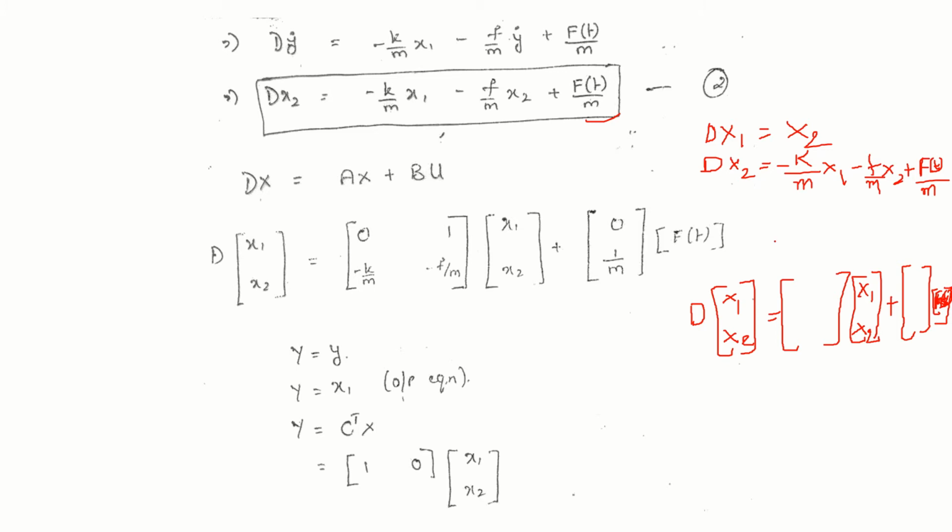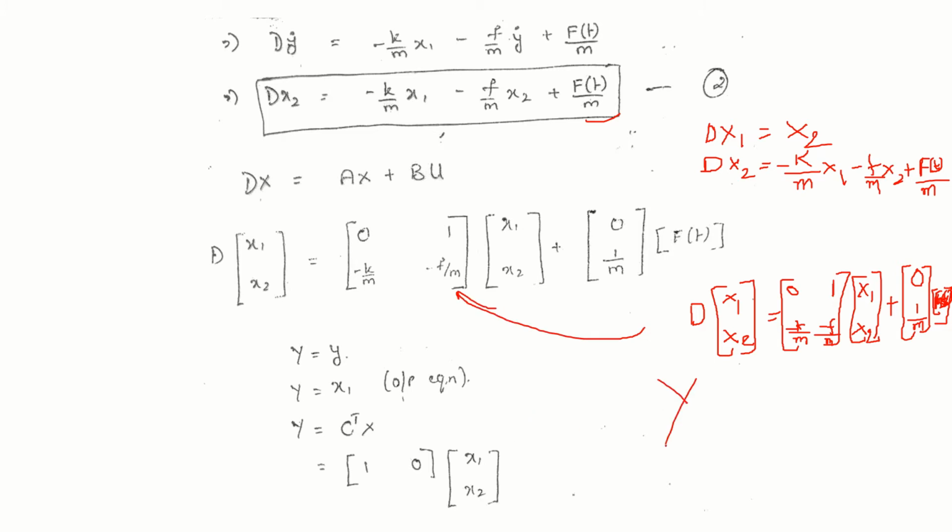We do not have an x1 coefficient, that's why I write 0. We have an x2 coefficient, that is 1. Here the x1 coefficient is minus k by m. The x2 coefficient is minus f by m. There is no f of t coefficient, so 0. Here the f of t coefficient is 1 by m. That's how we have got this.